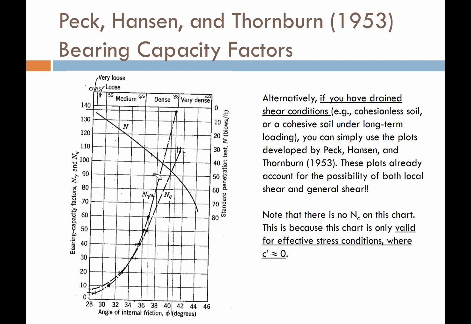Now you might ask yourself, wait a sec, where's N sub C? I don't see an N sub C plot on here. Well, that's because this plot is for cohesionless soils. We're assuming that C, cohesion, is equal to 0. Therefore, there is no cohesion or need for cohesion in these charts.